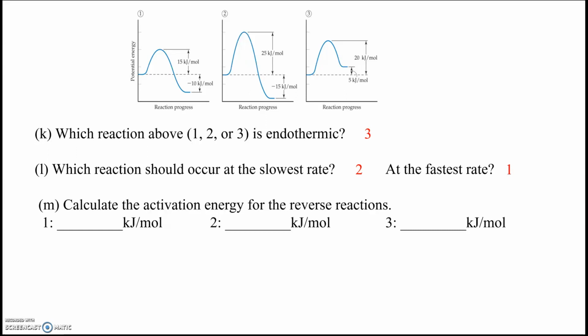All right, now in part M, we want to calculate the activation energy for the reverse reactions for 1, 2, and 3. Number 1 is going to be 25 kilojoules per mole, and you can see where that comes from. That's going to be the difference between the products and the top of the hill. And if we do that same calculation for reactions 2 and 3, we're going to get 40 and 15 for our activation energy for the reverse reactions. But it's pretty easy to see how to calculate it.